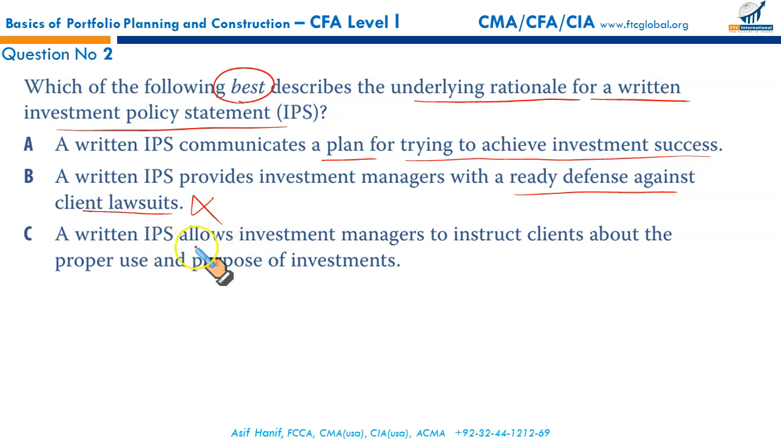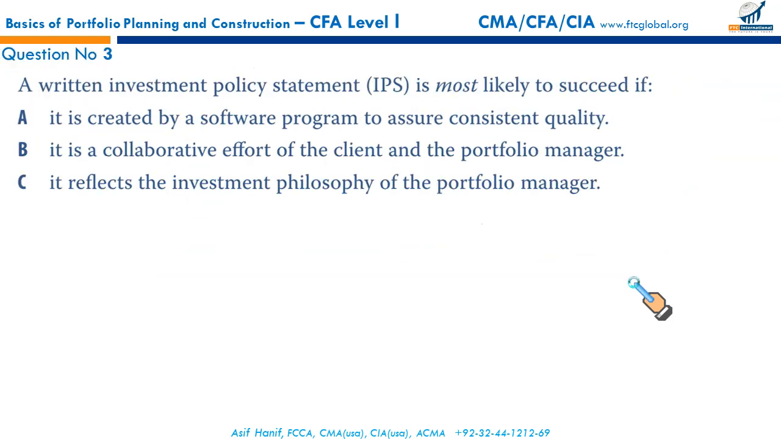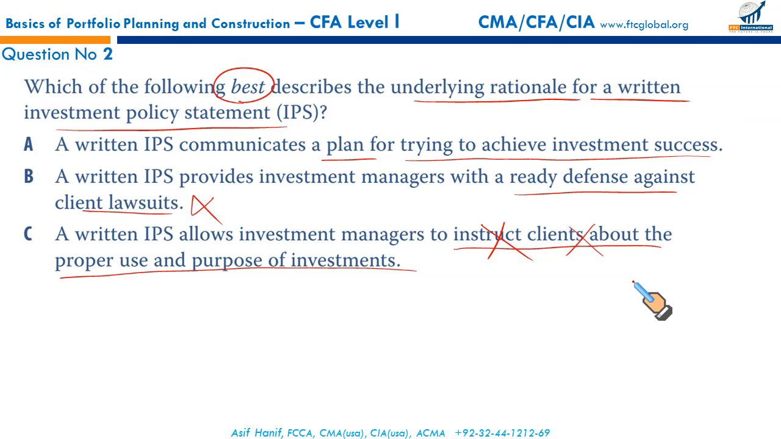That's not correct. A written IPS allows investment managers to instruct clients about the proper use and purpose of investment. This is incorrect. It's not a tool to instruct clients as such. IPS basically is a tool of communication between clients and the managers so that they can mutually establish investment objectives and constraints. So that makes A the correct option. A was, a written IPS communicates a plan for trying to achieve investment success. That is true.